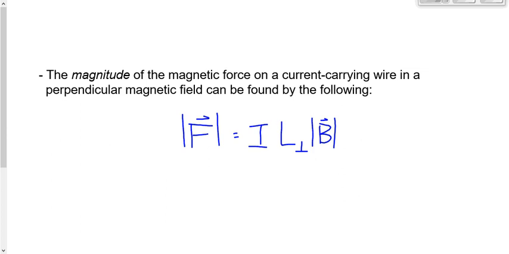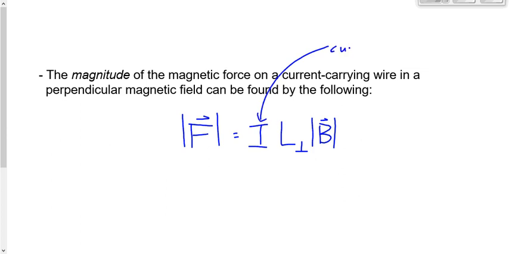the magnetic field. If it's parallel to the magnetic field, what's the force? 0. If it's perpendicular, F is equal to ILB. If it's not perpendicular or parallel, there is a force, but we don't need to worry about that in Physics 30. So let's identify what each of these means.